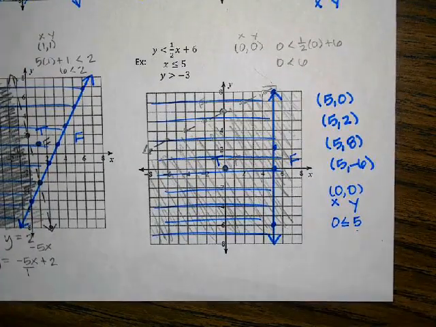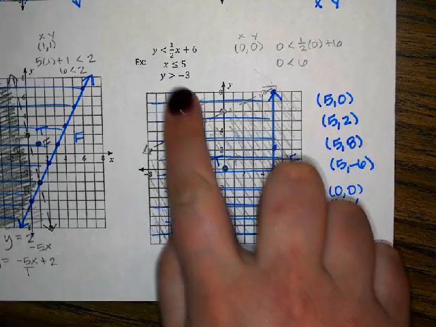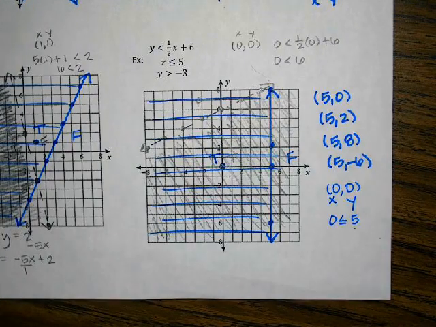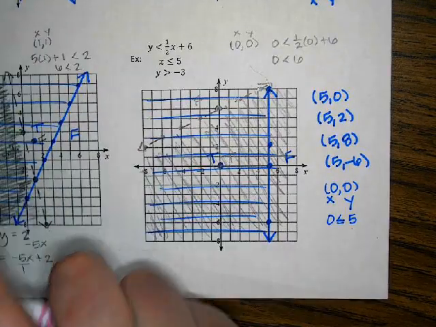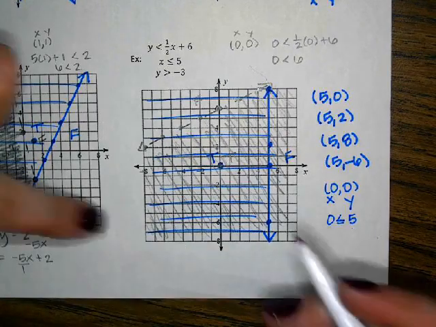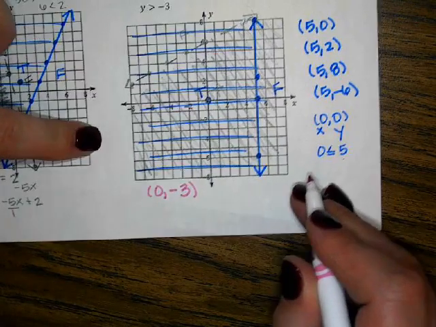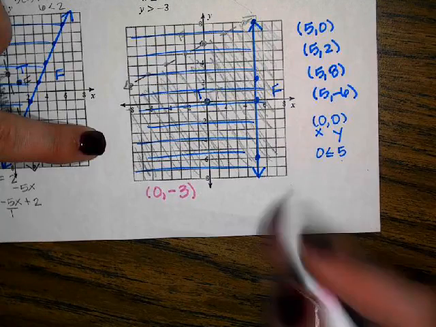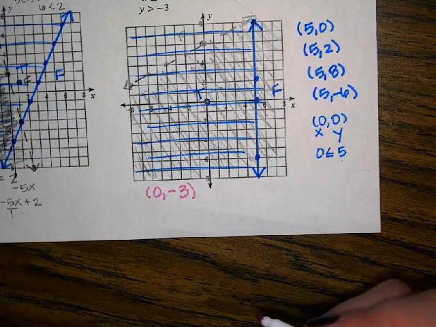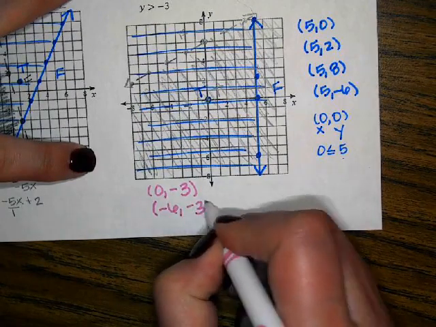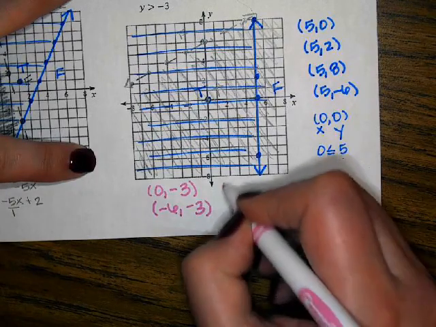And this one says y is greater than negative 3. So what does that tell me? The y coordinate is going to be negative 3 for every single point. So I'm going to have the point 0, negative 3. What's another point I'm going to have? Negative 6, negative 3. What's another point? 1, negative 3. What's another point? 2, negative 3.